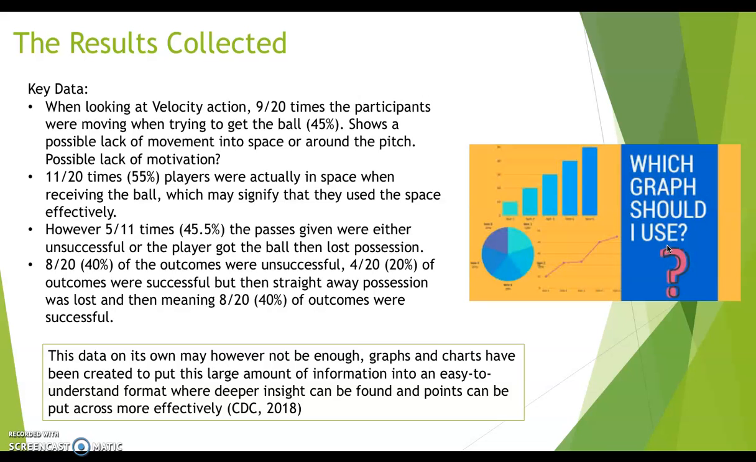However, 5 out of 11 times, 45.5% of the passes were either unsuccessful or the player got the ball and then lost possession. 8 out of 20 times, which is 40%, of the outcomes were unsuccessful. 4 out of 20 outcomes were successful but then possession was straight away lost, meaning that 4 out of 20, 40% of the outcomes were successful.